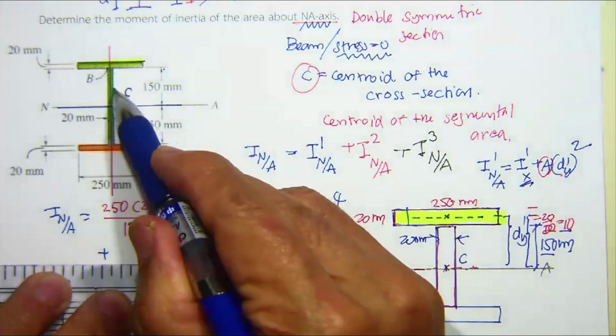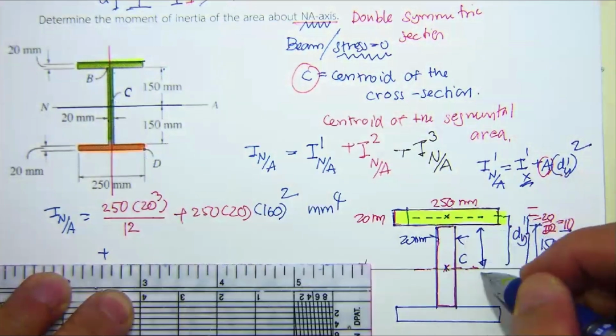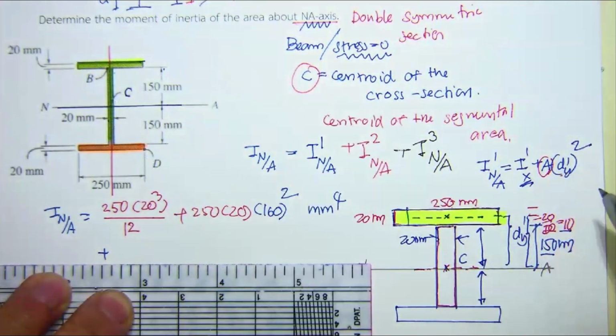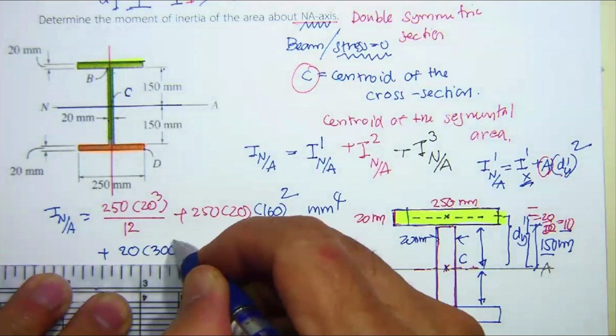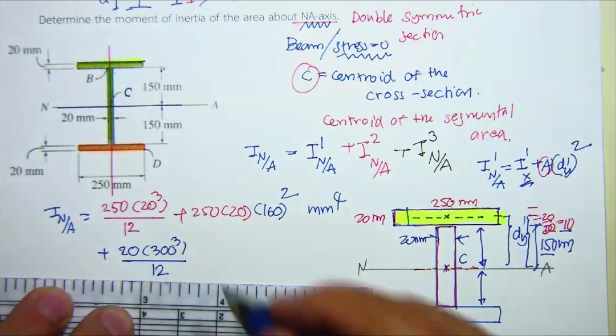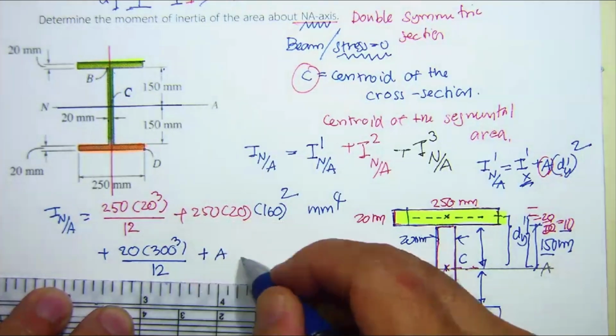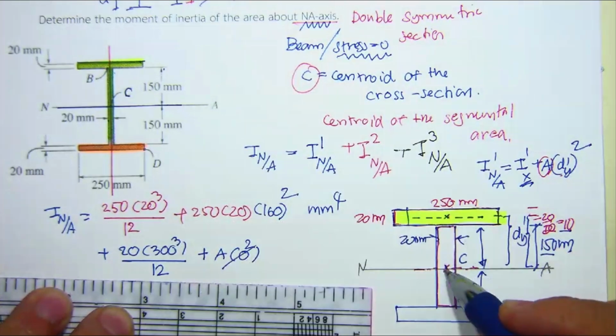The total depth, 150 and 150, is going to be 300. So it's going to be 20 times 300 cube over 12, and then plus A times 0 square. The centroid of the small area is the same as the centroid of the cross section.